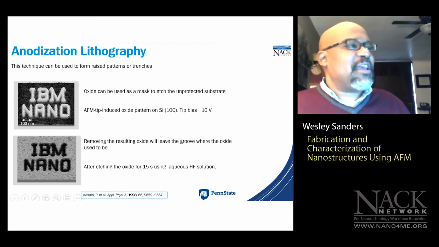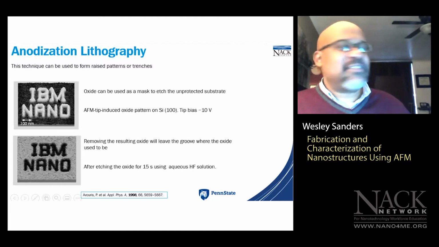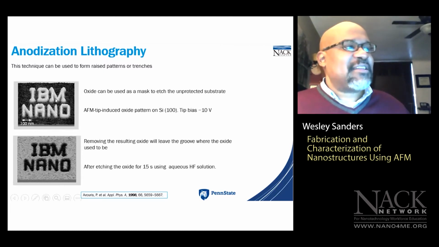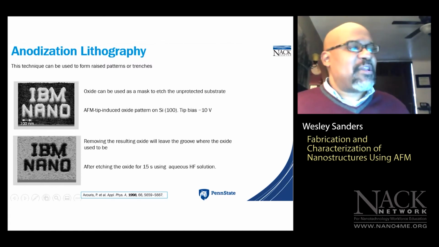So this is one really interesting fact that I learned about anodization lithography, the fact that you can use the resulting oxidized surface as a negative protecting layer or as a positive layer in which you want to subsequently etch the oxidized region away.